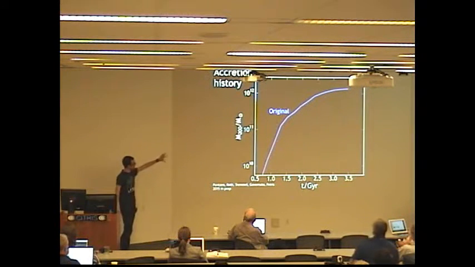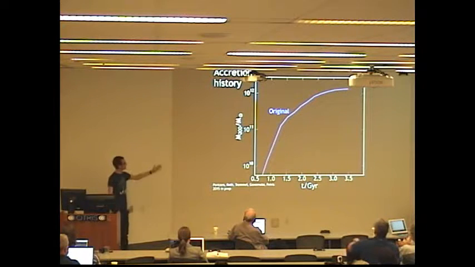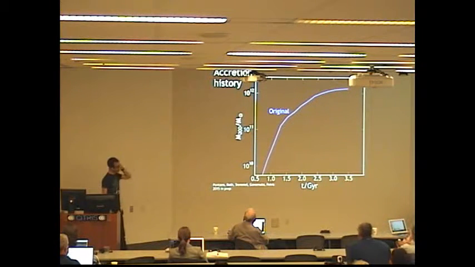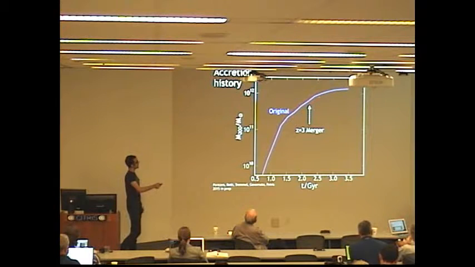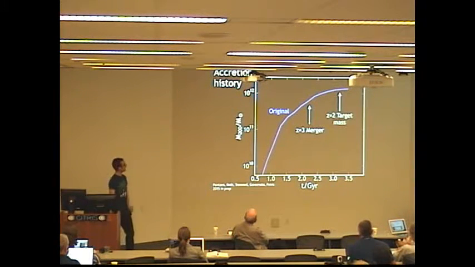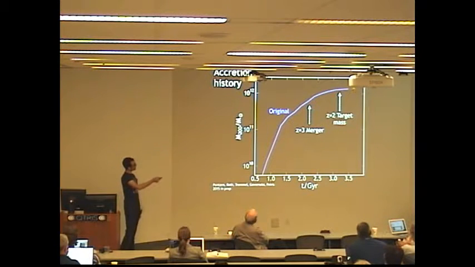So let's have a look at the accretion history. This is just the virial mass over time. That's the original accretion history from the organic halo. Then we knew that there was a merger around redshift 3. It barely shows up here. I mean, it all looks pretty smooth because it was just a 1-to-5 merger. And we're trying to fix the target mass at redshift 2 right here.